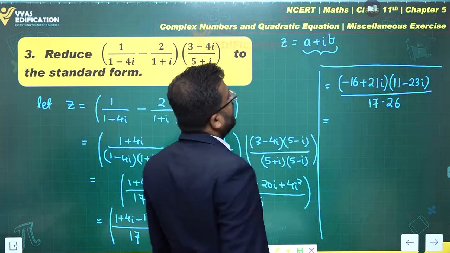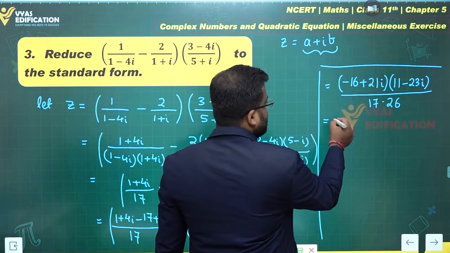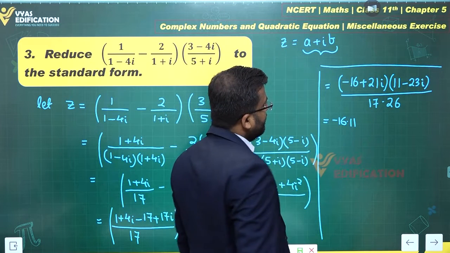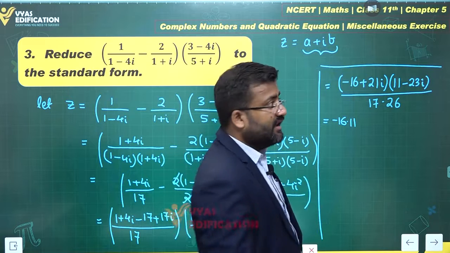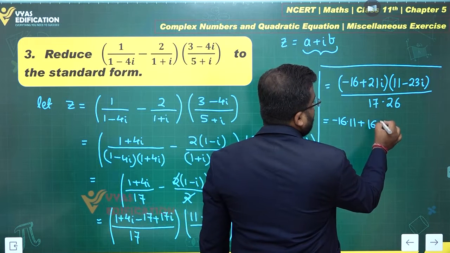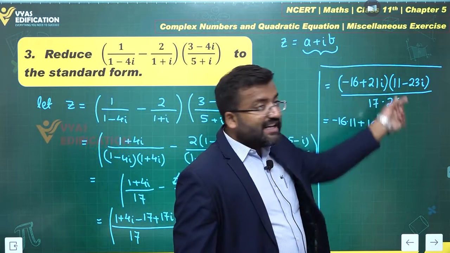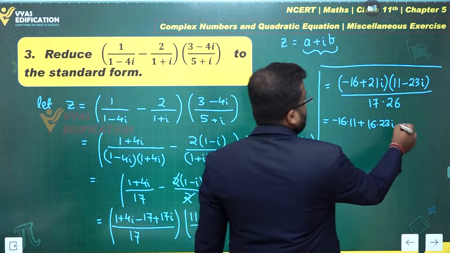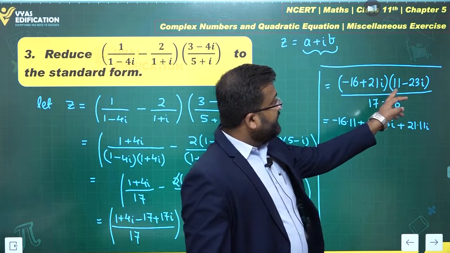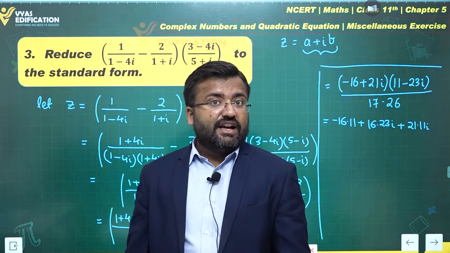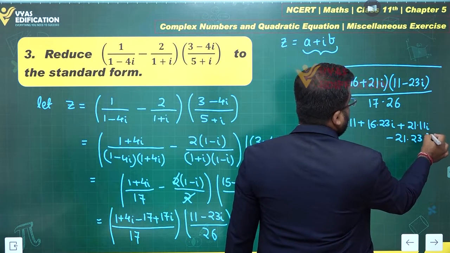Let's do it. This first term, minus 16, will get multiplied with 11, so I'll be getting minus 16 times 11. What else? This minus 16 gets multiplied with minus 23i, which will give me plus 16 times 23i. This 21i gets multiplied with 11, plus 21 into 11i. What else? This 21i gets multiplied with minus 23i, and that will give me minus 21 times 23 i square.